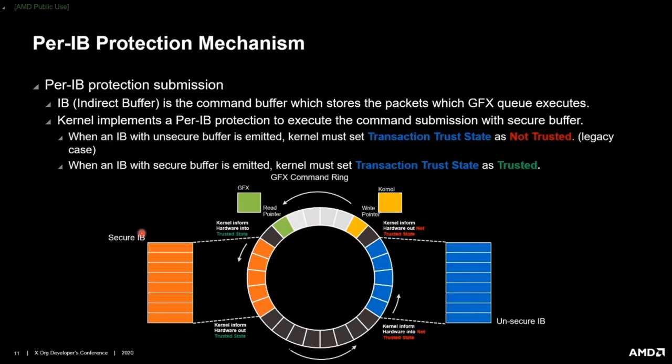It is the secret IB. Once this kind of IB is emitted, the kernel will enforce the hardware block to translate to the trusted state. That means the IB will execute the TMZ read and TMZ write for the secret data buffer, and in this IB, the data will be encrypted and can be decrypted by the trusted hardware. And the CPU is unable to read and write the encrypted buffer at that time. This is the operation for the command ring to handle the secret buffer case.